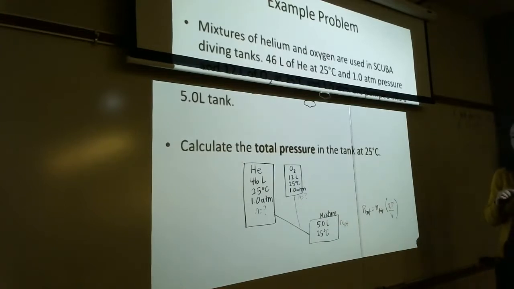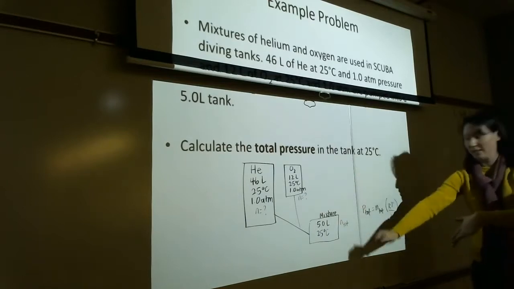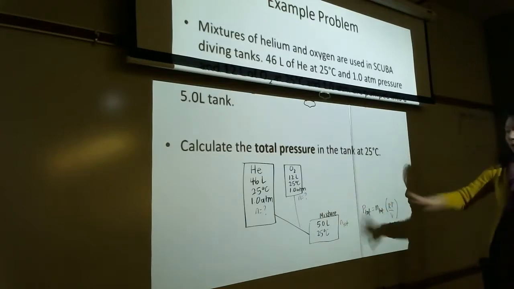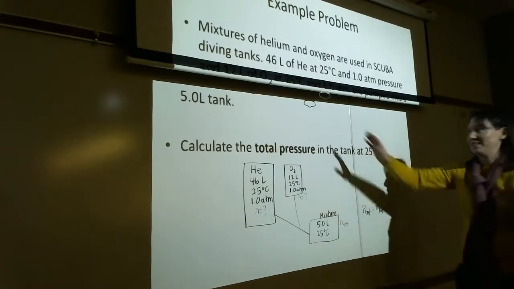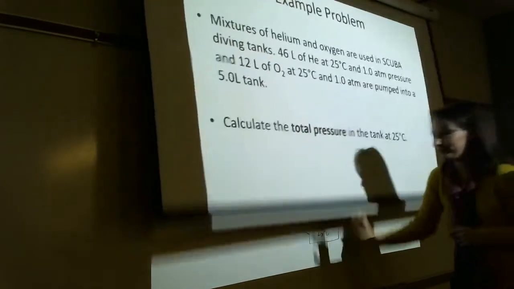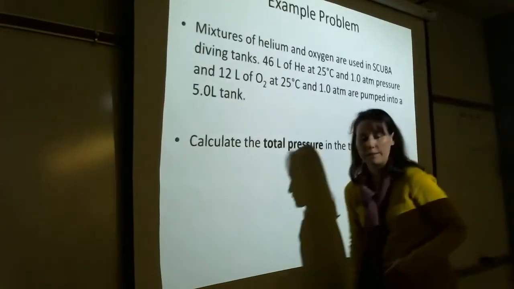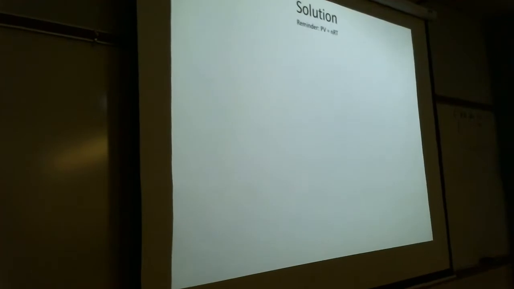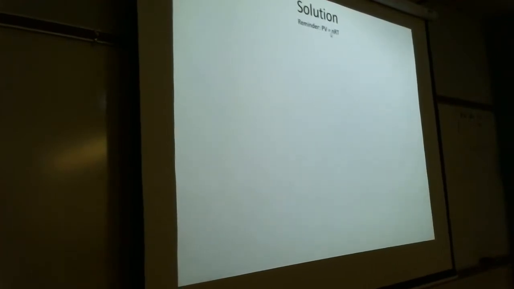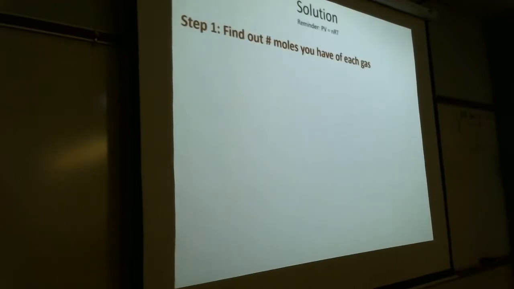Okay, that's why I say make yourself some lists, because right now everything's at 25 degrees Celsius, nice and convenient. It's not going to stay that way because you guys know me. So let's go through how we do this. Just a reminder, we're using the ideal gas law, which is PV equals nRT. Yes? So we need to figure out number of moles of each gas, right?